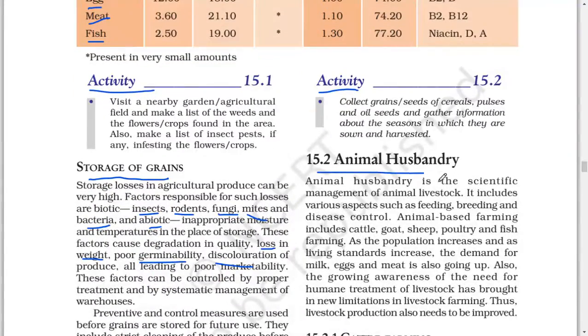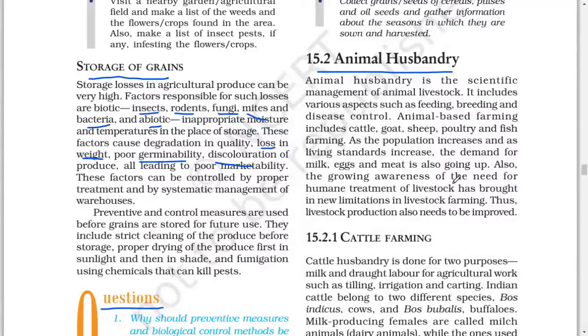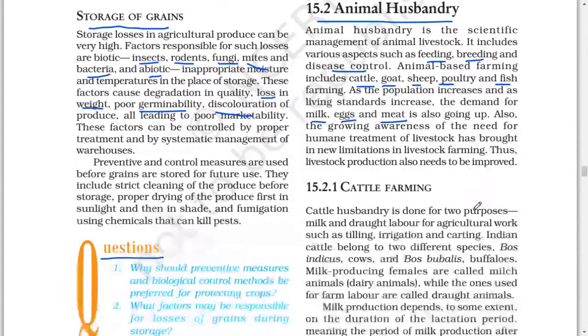Animal husbandry. Animal husbandry is the scientific management of animal livestock. It includes various aspects such as feeding, breeding, and disease control. Animal-based farming includes cattle, goat, sheep, poultry, and fish farming. As the population increases and as living standards rise, the demand for milk, eggs, and meat is also going up. Also, the growing awareness of the need for humane treatment of livestock has brought in new limitations in livestock farming. Thus, livestock production also needs to be improved.